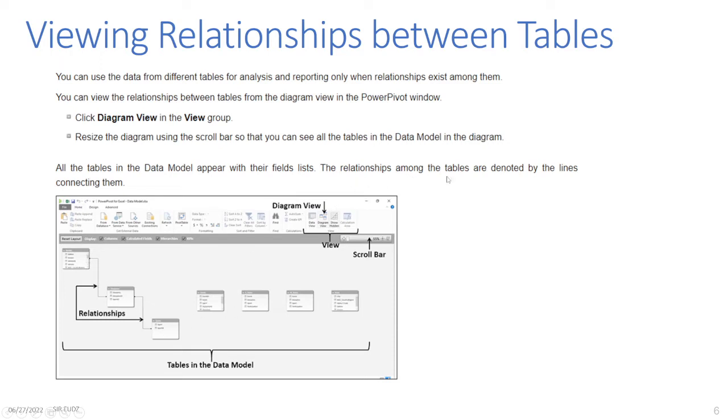The relationships among the tables are denoted by the lines connecting them. So that means that this table is related to this table, and this table is related to this table because of the lines. And this means also that these tables are not yet related with other tables.